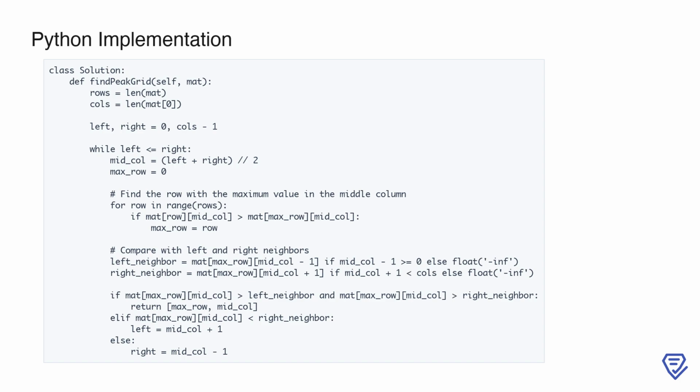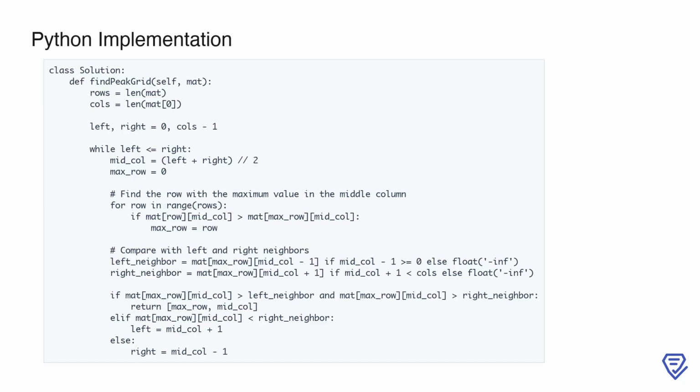3. Neighbor comparisons. Compare the value at max_row, mid_col with its left and right neighbors, if they exist. If this value is greater than both neighbors, it is a peak, and the function returns its position. If the right neighbor is larger, move the search to the right half by setting left equals mid_col plus 1. Otherwise, move to the left half by setting right equals mid_col minus 1.